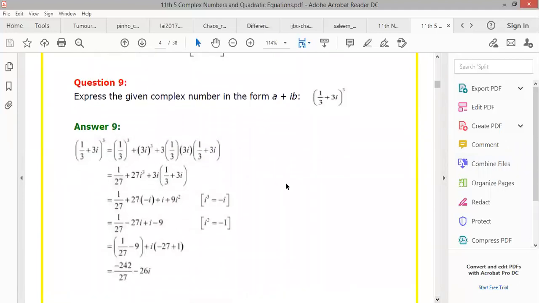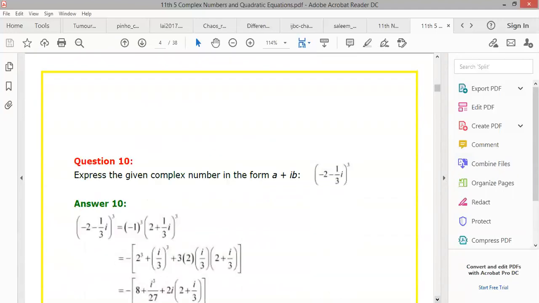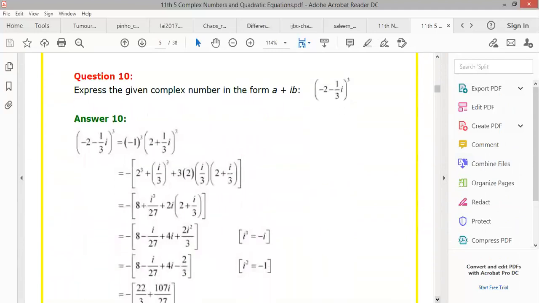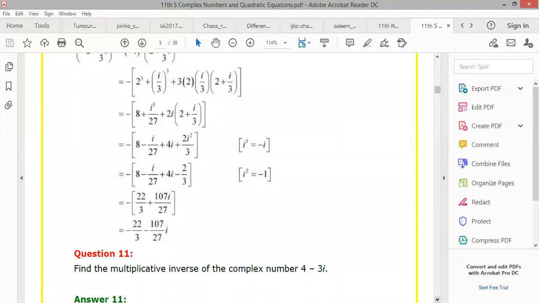Similarly, we have this question. It's in the form of a cube, so we will use the cube law for indices. We will expand this and write it in the form a plus ib. Question number 10 is also the same. It can be solved along the same lines.